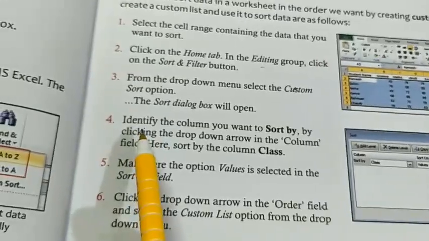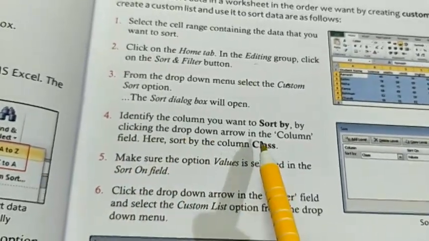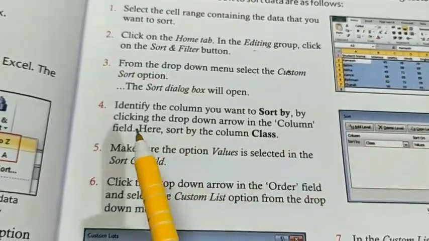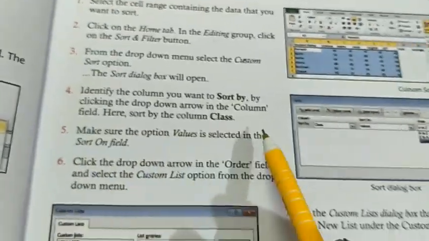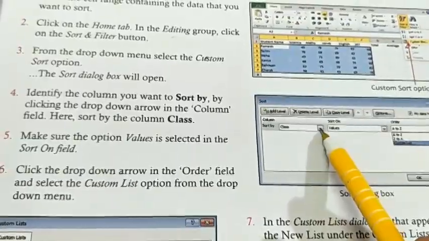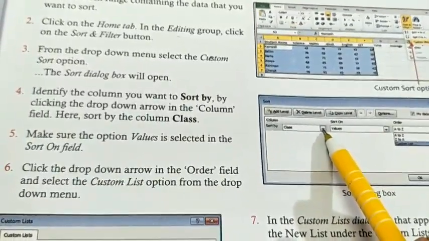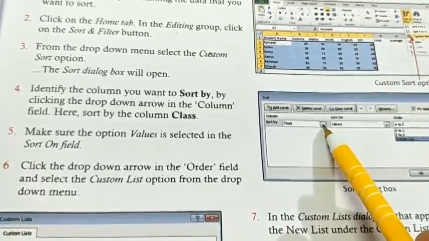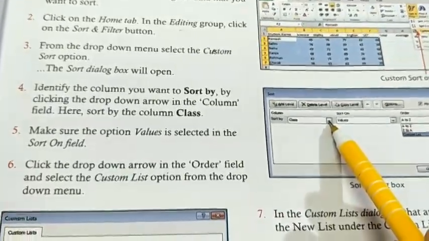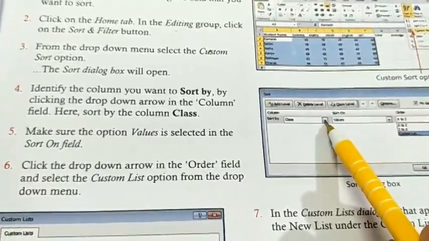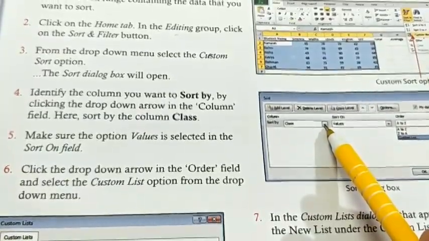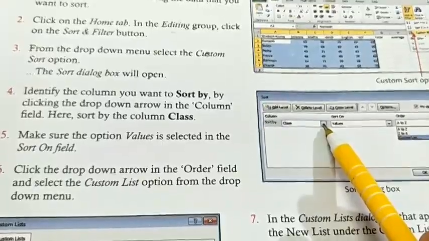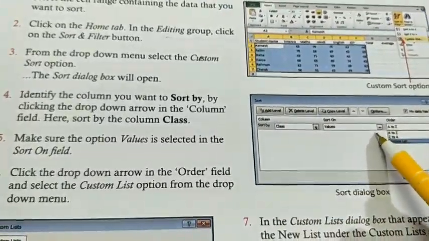Okay, identify the column you want to sort by clicking the drop down arrow. The column filled here, sort by the class. Now you will define the columns, means you want to do sorting in which column? Class column. Okay, which column? Class column. And what is the value?